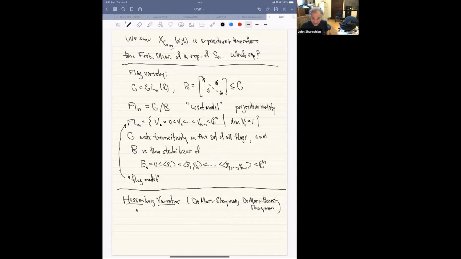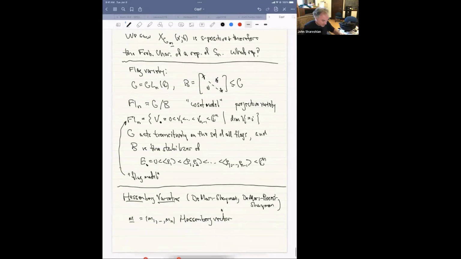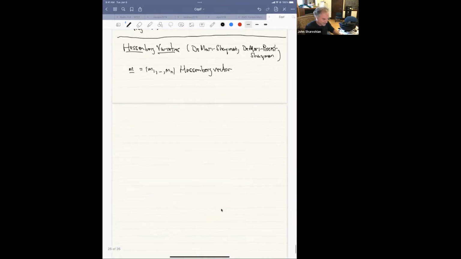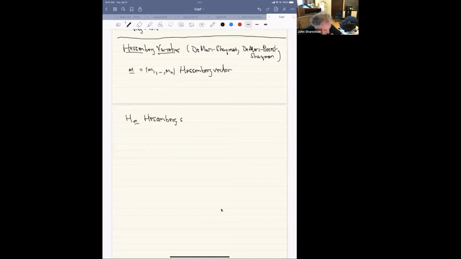There are more and more general definitions of Hessenberg varieties. We're going to be interested in the most restrictive definition, which is already given here. So how does this go? It has to have something to do with this Hessenberg vector. Associated to a Hessenberg vector is a Hessenberg space, which I'll call H sub m. It's a subspace of, well, I'll write little gn, or I could write big Mn.